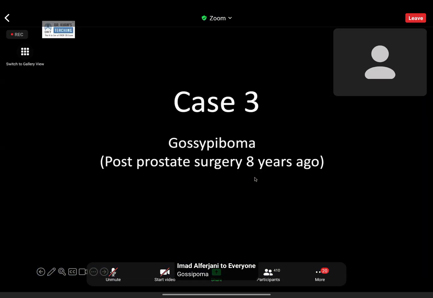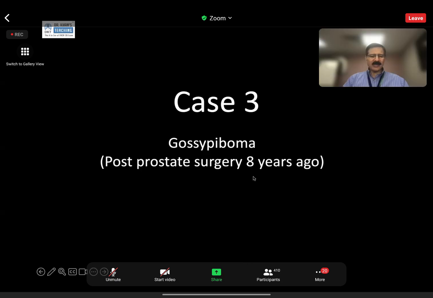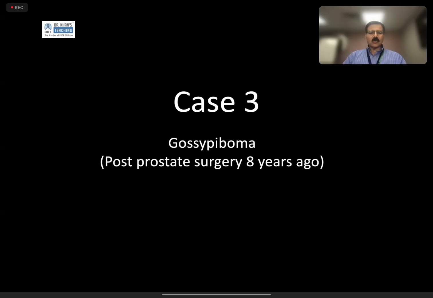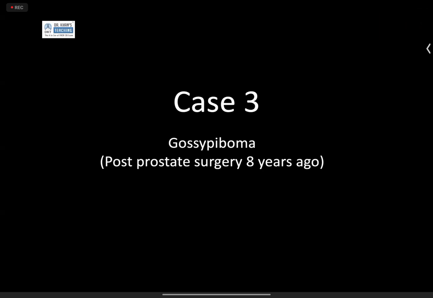Yeah, it came to your mind as you could see the diagnosis. So this is a gossypiboma. The patient had prostate surgery. I will come back to you. The prostate was not visible on that MR. And this makes it a story case. The case tells you a story. These are favorite for the exam. A case which tells you a story. You have to think what the story is. I'll come back to the case.